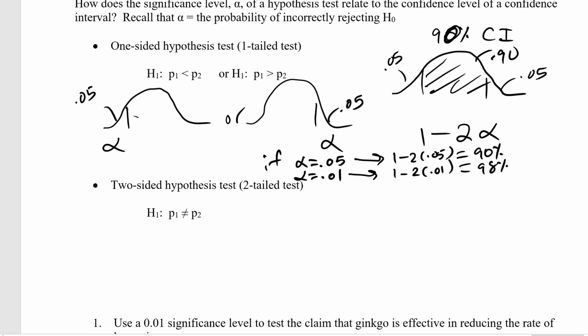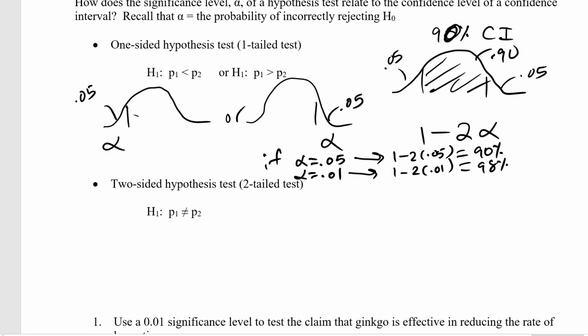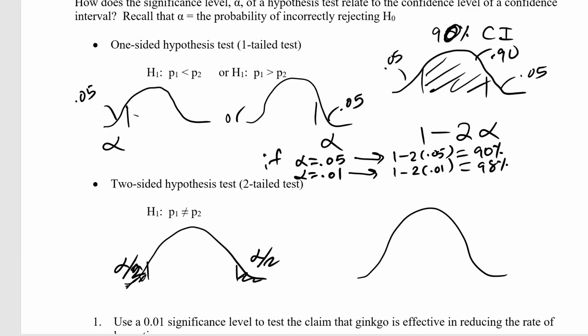Here's the good news. A two-tail is much easier. Why? Well, a two-tail splits the alpha onto both of these sides. So my alpha, each of these is alpha over 2, alpha over 2, okay? So it splits the alpha. Well, how does that relate to a confidence interval? Well, confidence interval is just the inside.